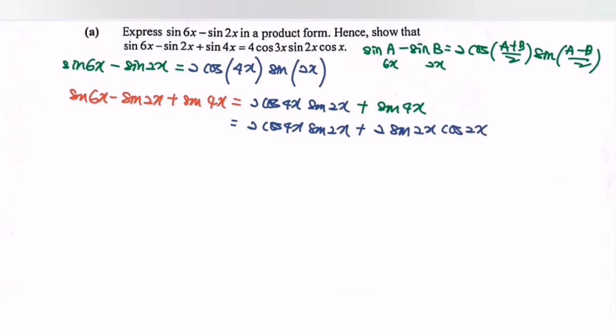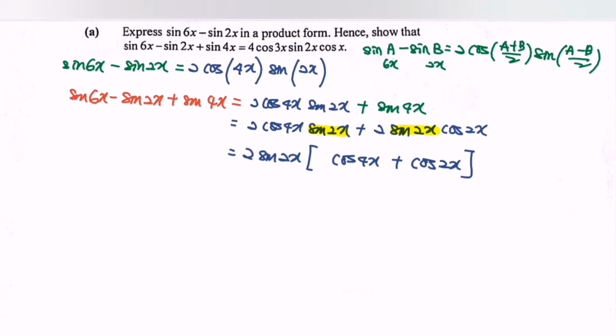Next, find the common term. We have sine 2x, so factor the sine 2x. We will have 2 sine 2x bracket, cos 4x plus cos 2x. Next, based on the answer, we have the product. So again, make use of the factor formula.